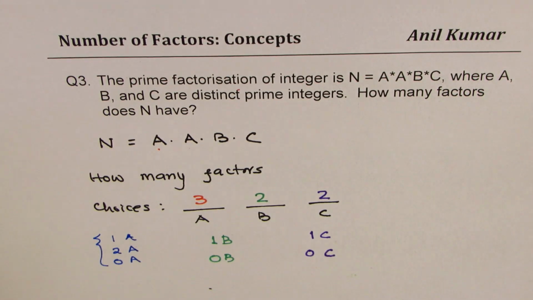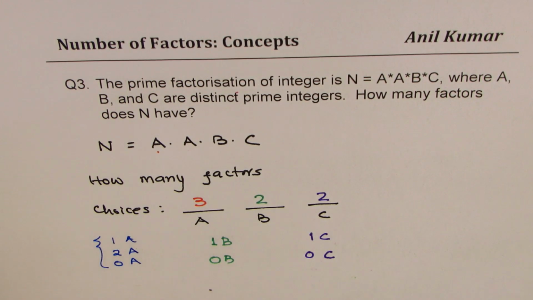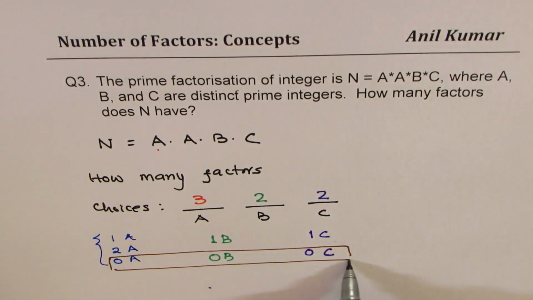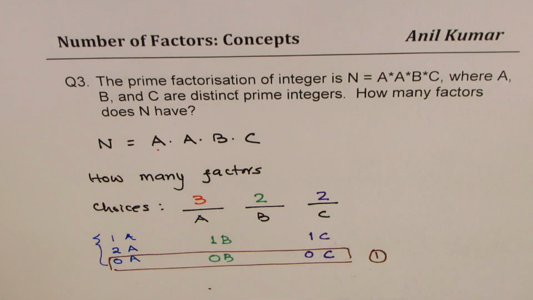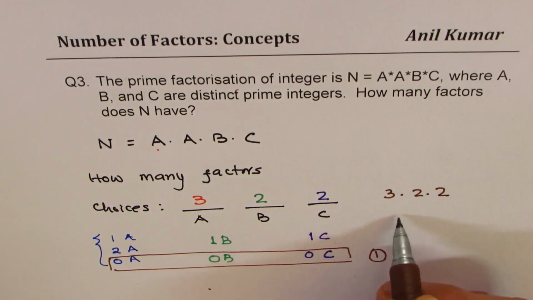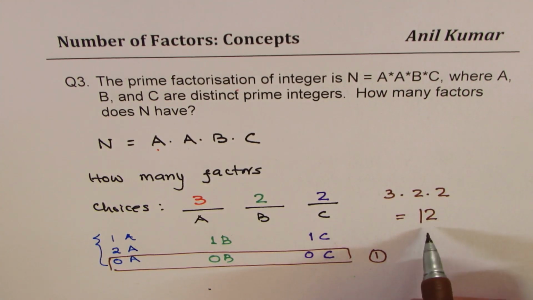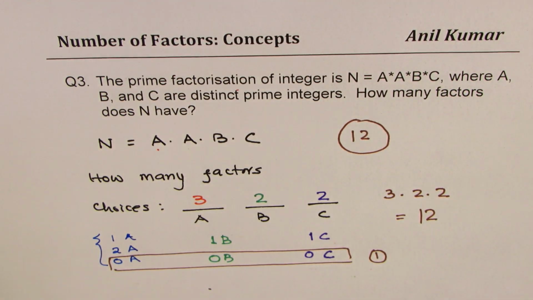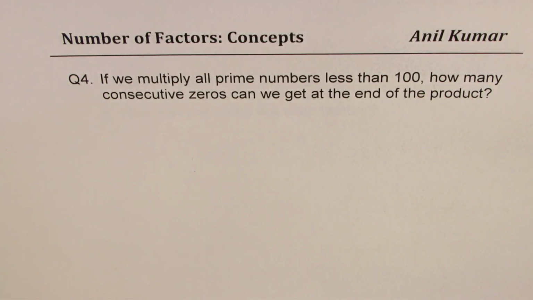Now look here. If you don't take A, B, or C, that means if you make this choice, then think about 1 as your factor, which is a factor, right? We're not talking about prime factors. So the answer here is 3 times 2 times 2, which is 4 times 3, 12. Do you see that? So we get 12 as our answer. Does it make sense to you? So I hope you clearly understand this formula. Perfect. Let's move on and do question number 4.